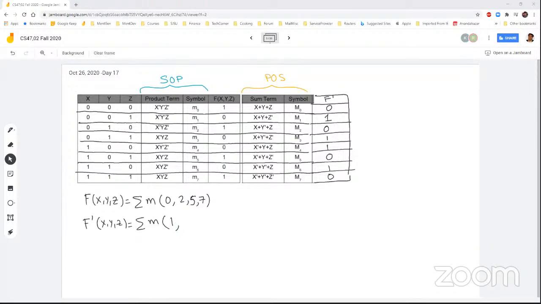So we are basically looking for the minterm for this, which is 1, and the minterms for these two, which are 3 and 4, and the minterm for this, which is 6. So I can write 1, 3, 4, 6. Is that clear how I'm writing the complementary function in terms of SOP? Any question so far on this?